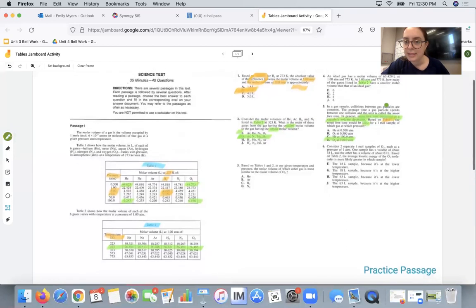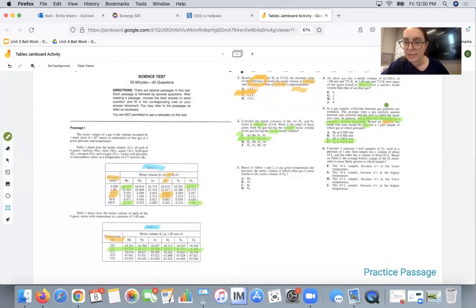An ideal gas has a molar volume of 63.429 liters at 1 atmosphere and 773 Kelvin. All right, I'm going to use red. We haven't used red yet. Okay, so we're looking at 773 Kelvin. I'm going to highlight this whole row so we know we're looking at this row.